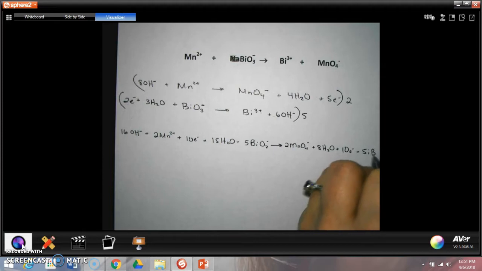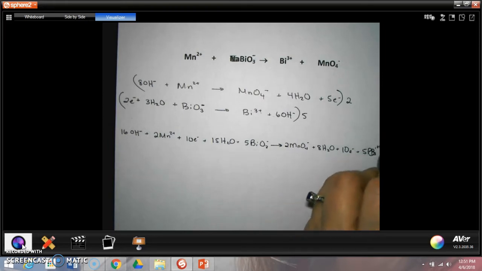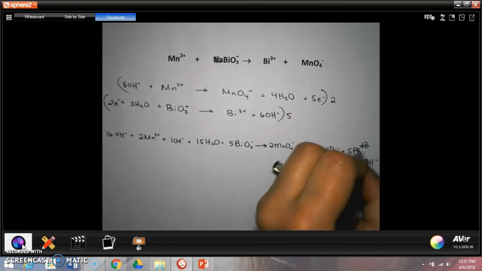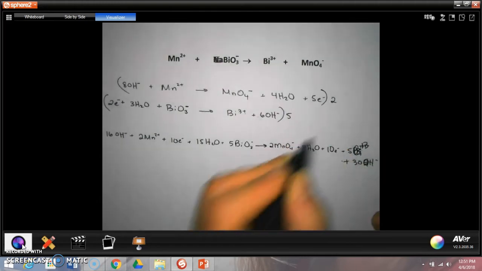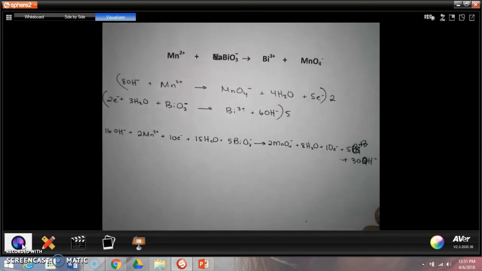5 Bi3+ ions, and 30 OH minuses. Does that all fit in there? That's pretty ugly, sorry. This is Bi, that's OH minus. Now I'm going to start canceling things out.